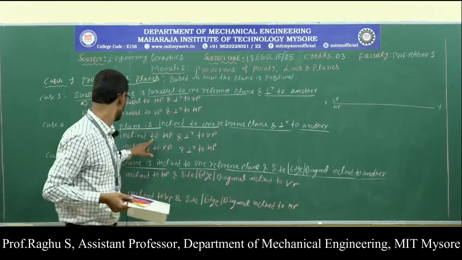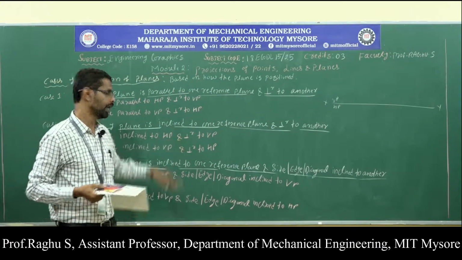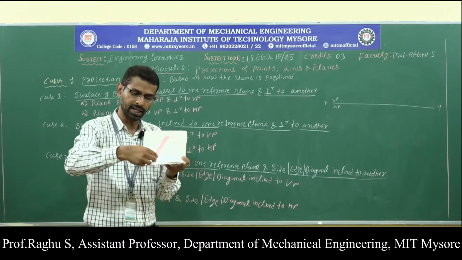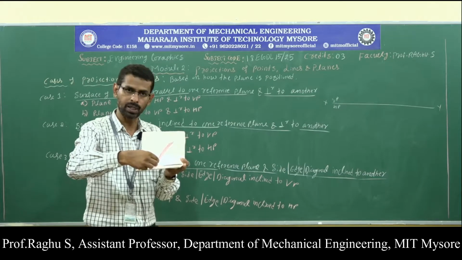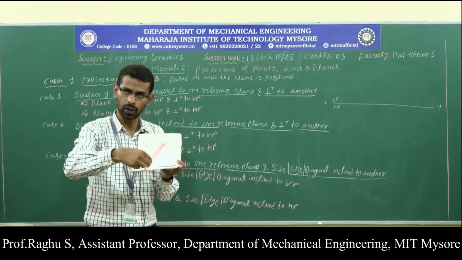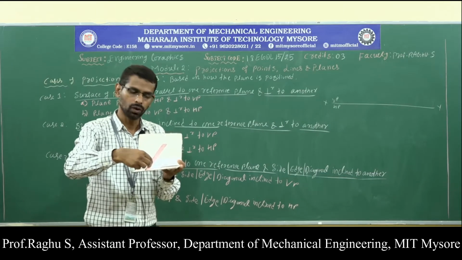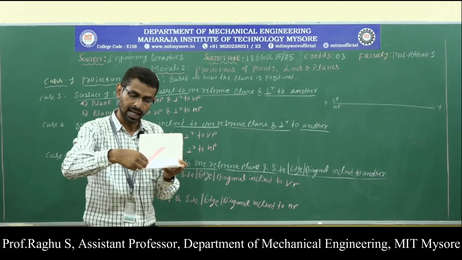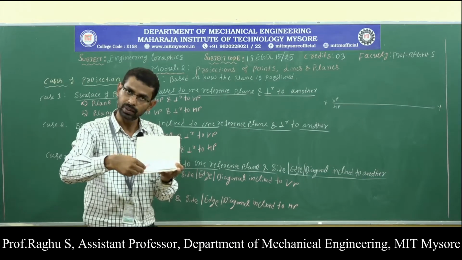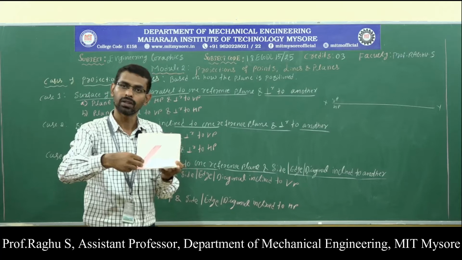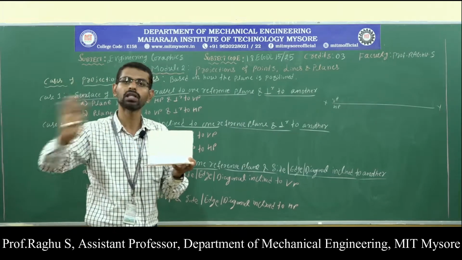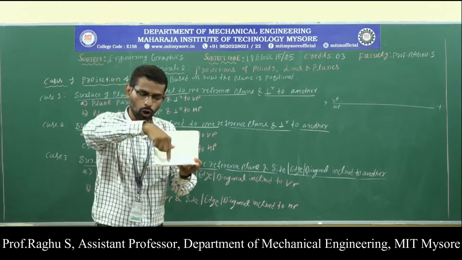Now, the solution for the second case, plane inclined to HP and perpendicular to VP. I already showed the position. In this position, I can't write the top view and front view. So first, place the lamina completely on HP. Why? Since the lamina is inclined to HP, first you place the lamina completely on HP. That means you ignore the lamina inclination. Now draw the top view and front view.